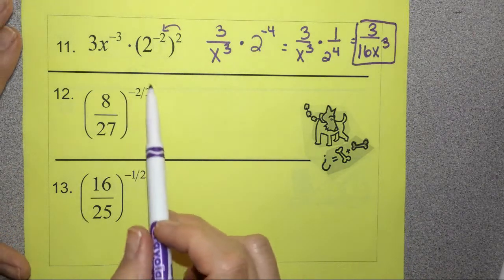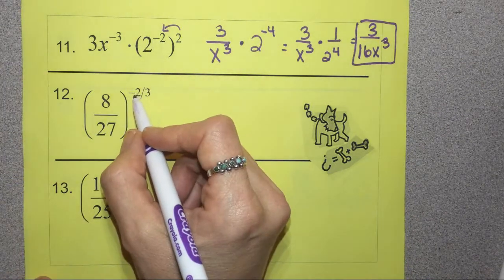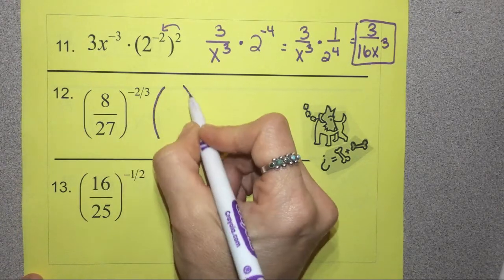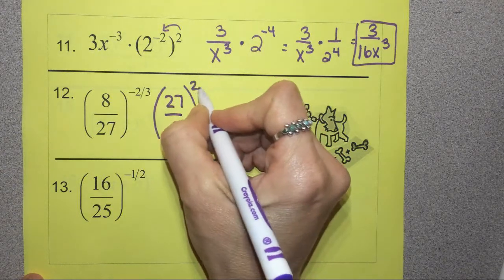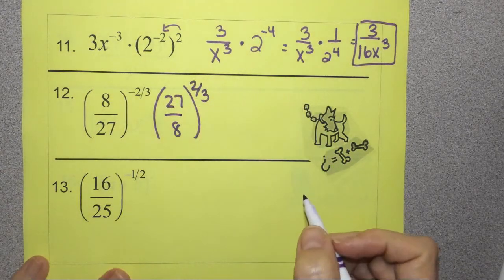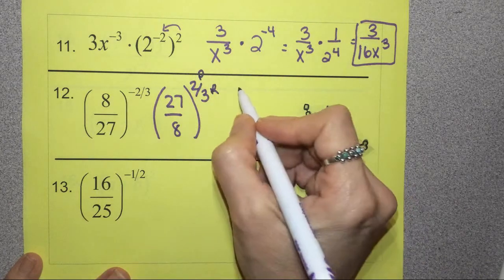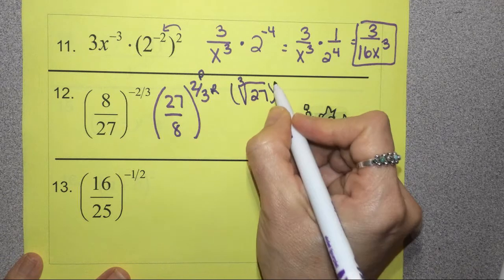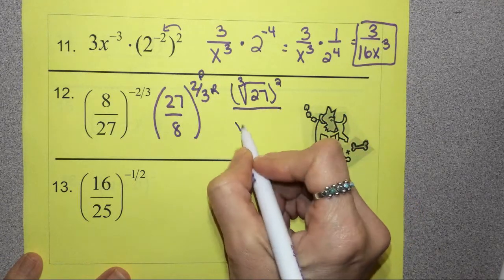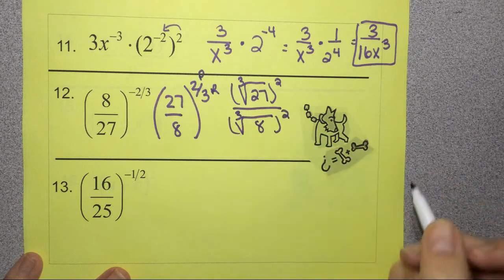On number 12, I'm going to fix the negative exponent first. So when I fix the negative exponent, I'm going to take everything on the inside and flip it and then raise it to the positive 2/3. We're going to remember that the top number is the power and the bottom number is the root. So I'm going to take the cube root of 27 and then square it. I'm going to take the cube root of 8 and then square it.